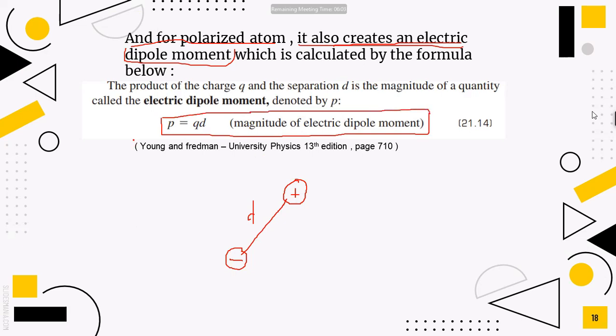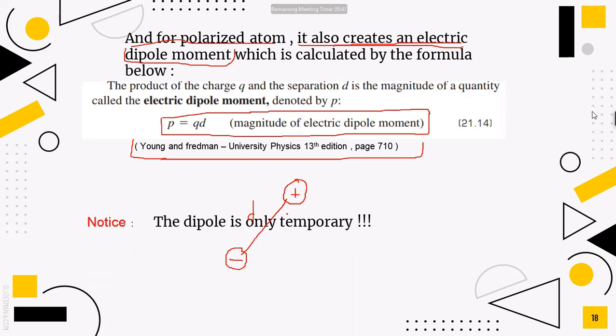For more information, you can look up Young and Freedman, University Physics, 13th edition, page 710. And notice that the dipole is only temporary. Why is the dipole only temporary?